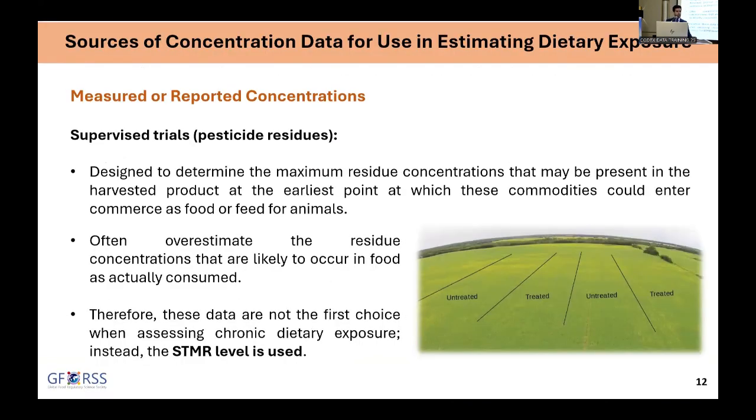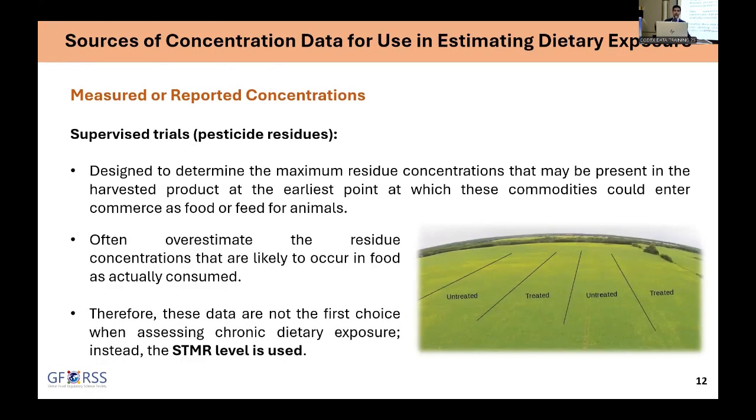So we can use MLs and maximum residue limits. And now, ideally, I should be able to access measured or reported concentrations, right? Coming from, for the case of pesticide residues, supervised trials, as we said. So again, what are the supervised field trials? They are trials designed to determine the maximum residue concentration that may be present in the harvested product at the earliest point at which these commodities could enter commerce as food or feed for animals, and taking into consideration the good agricultural practices. That's the definition of it.